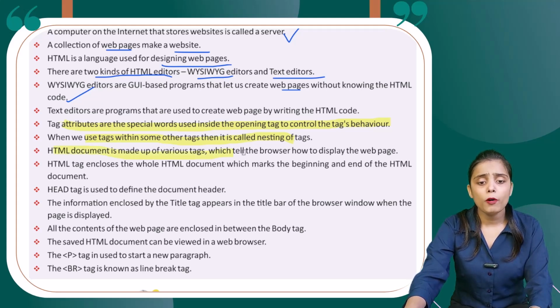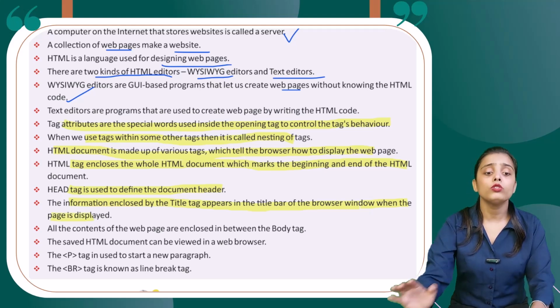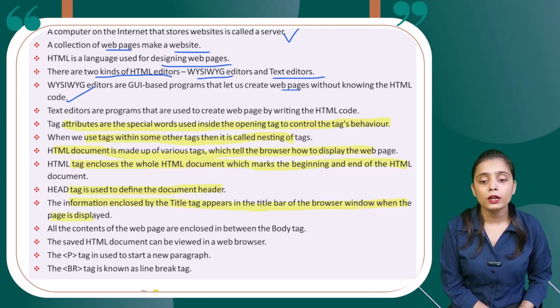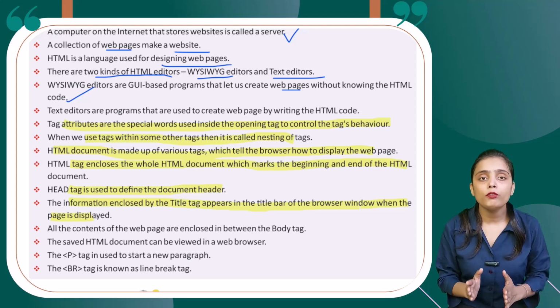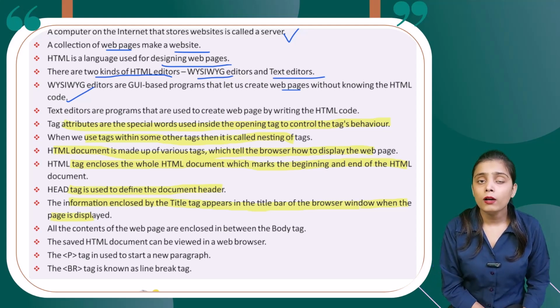HTML document is made up of various tags which tell the browser how to display the web page. HTML tag encloses the whole HTML document, which marks the beginning and ending of the HTML document. Head tag is used to define the document header. The information enclosed by the title tag appears in the title bar of the browser window when the page is displayed. Now children, the information you have enclosed in the title tag, that same information will appear in the title bar. Where? Of the browser.